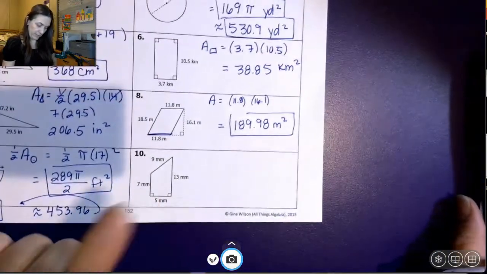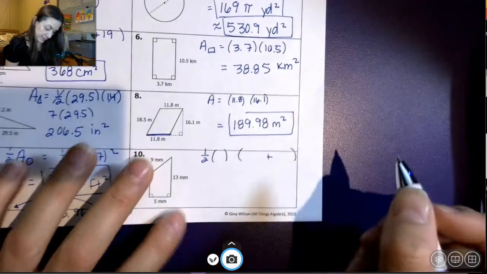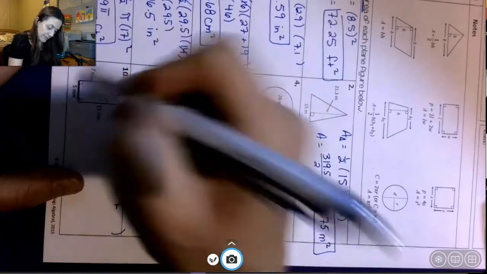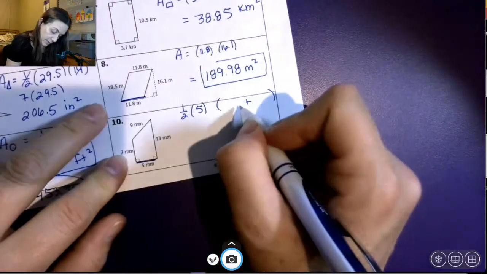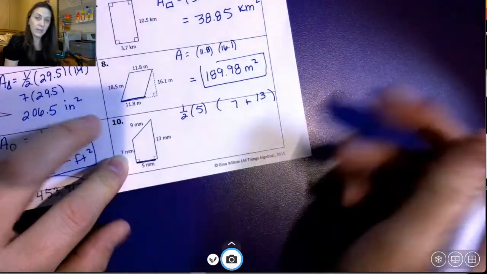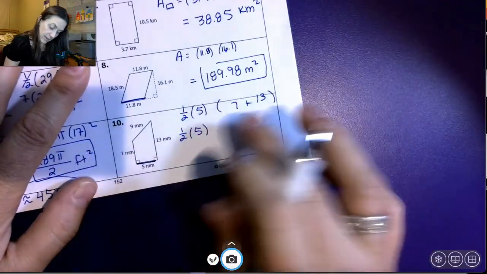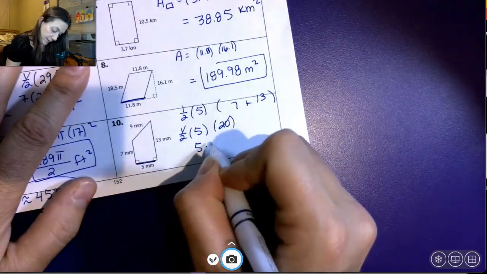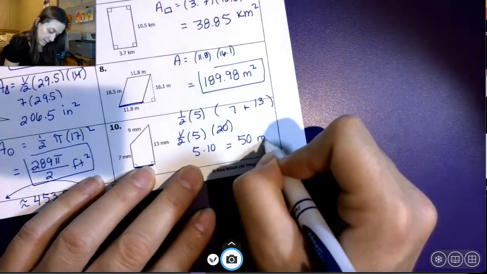Last one here happens to be a trapezoid. 1/2 height, sum of the bases. Now, because of how this is, turning it sideways, I can see that the height is my 5. So my height here is a 5. The two bases then are 7 and 13. I can't take half here, but look, if I simplify, 7 plus 13, I'm going to get 20. Half of 20 is 10. I get 5 times 10. I end up with 50 millimeters squared.